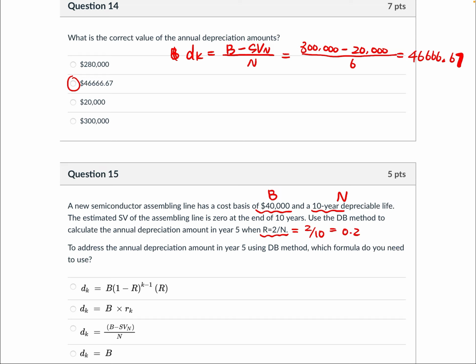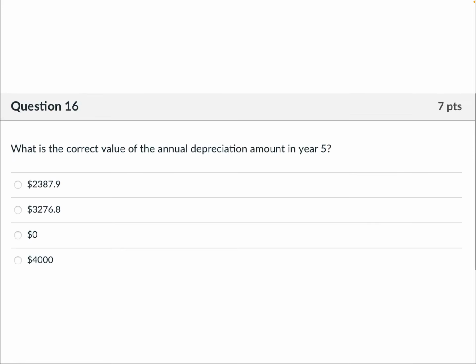So to address this problem by the DB method, the equation you're going to use is the first one, okay? And the correct value of the annual depreciation amount in year 5. So you're looking at D5. D5 should be B times (1 minus R) to the power of 5 minus 1, okay, based on the formula, times R.